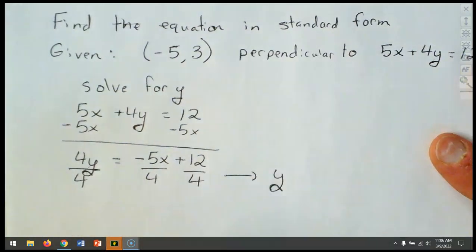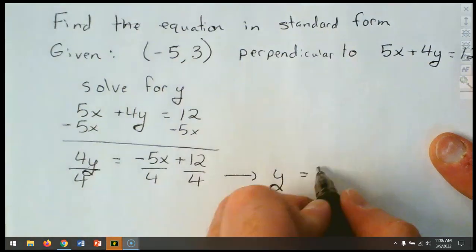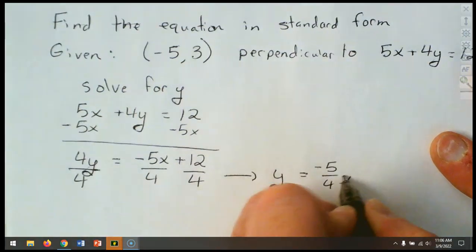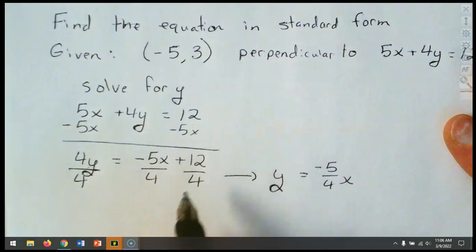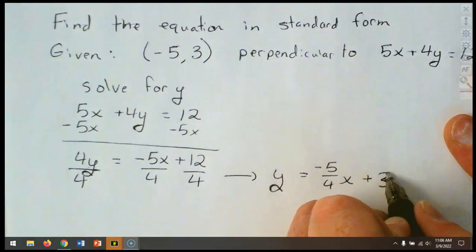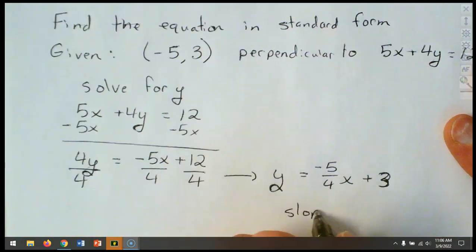And that gives me now, when I reduce, y equals minus 5/4 x. And 12 divided by 4 is a 3. And that means the slope is minus 5/4.